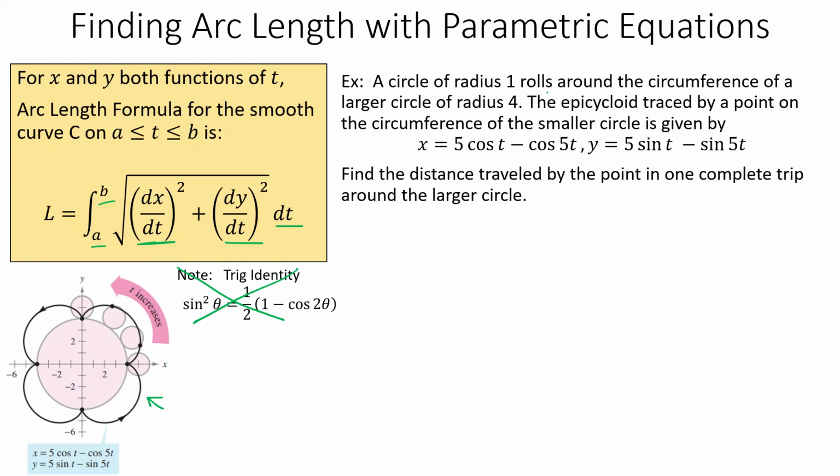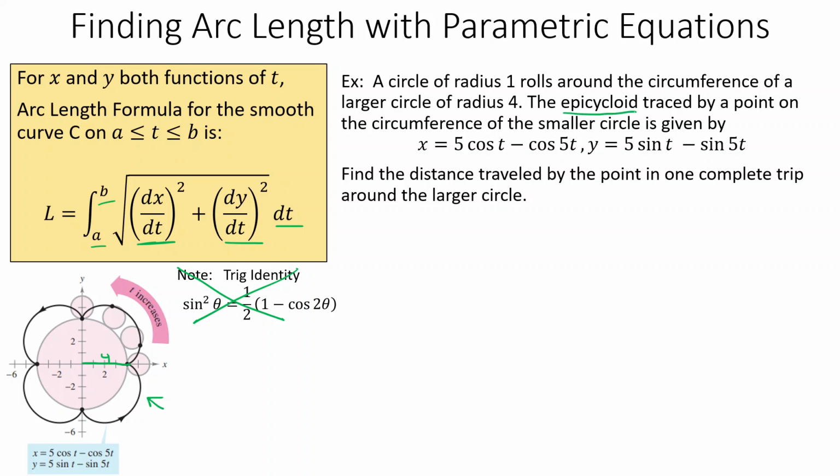Let's see. A circle of radius 1 rolls around the circumference of a larger circle with radius 4. So here's our larger circle with radius 4. There's that circle, and then we've got another circle, and we fix a point on that circle, and it just rolls around, and that's what happens with the point. It just goes around this other circle as this circle rolls around the other circle.